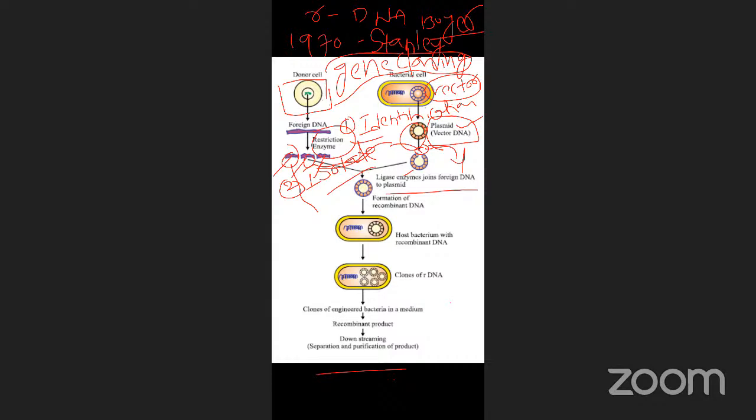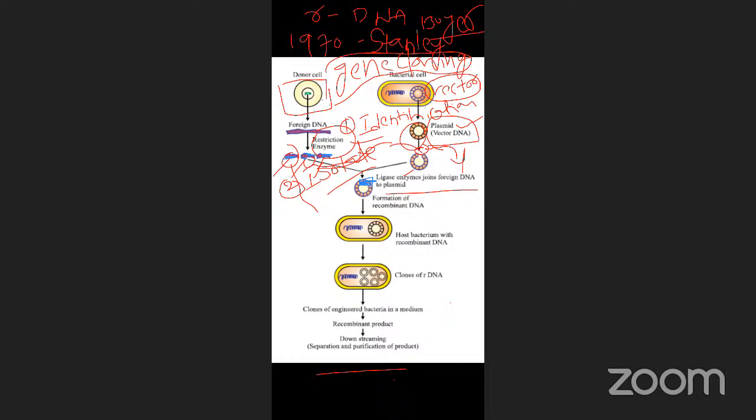Now, are you able to see this blue color? So blue color means the desirable gene, and the rest of the portion is plasmid. Plasmid is nothing but a gene, and from the donor cell also a gene. So how many genes are present? Two different genes. So is this recombination or not?